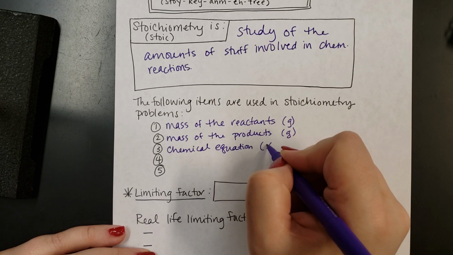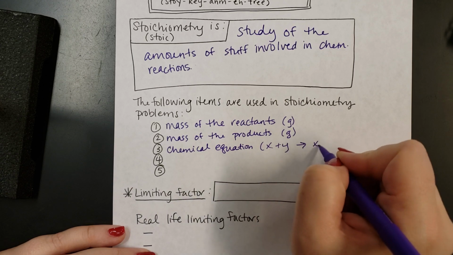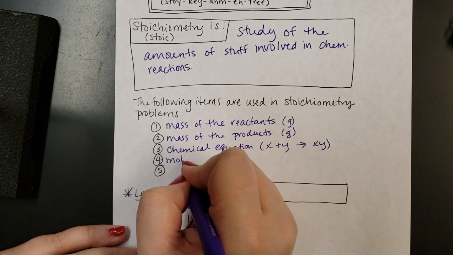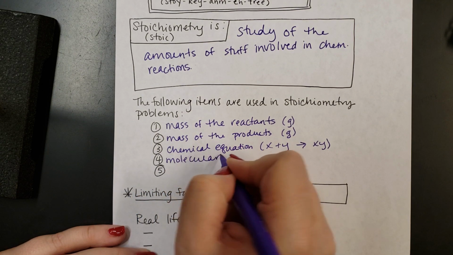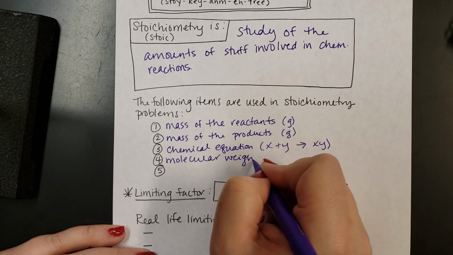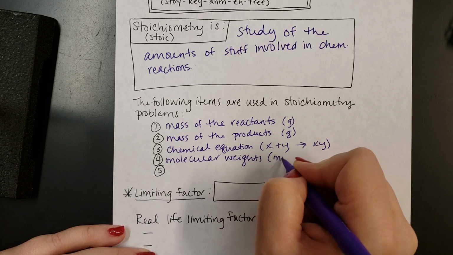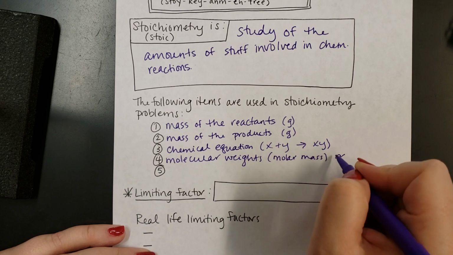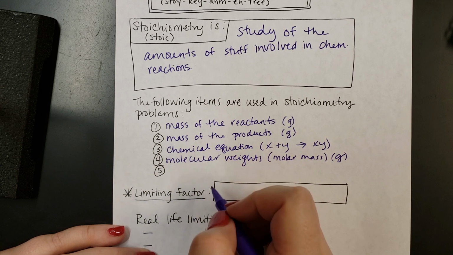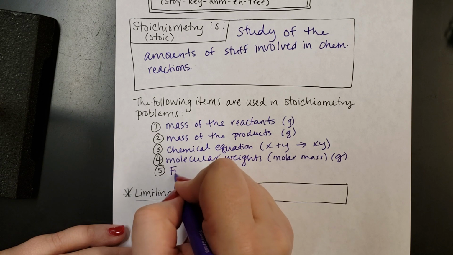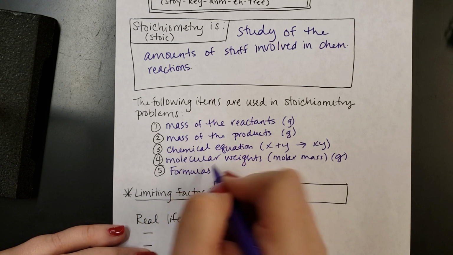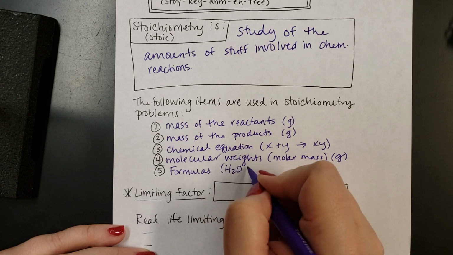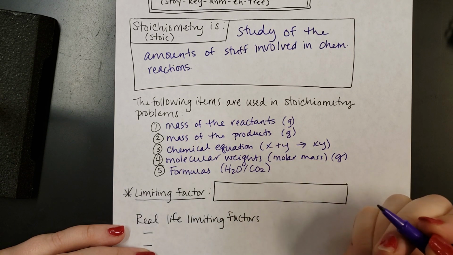Which is going to be your whatever, x plus y yields xy, or whatever your equations are. Then your molecular weights, which could also be your molar mass, which would also be in grams. And then you're going to need to know your formulas for whatever it is that you are using. So H2O, CO2, any kinds of those things.